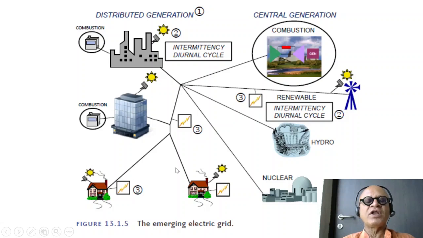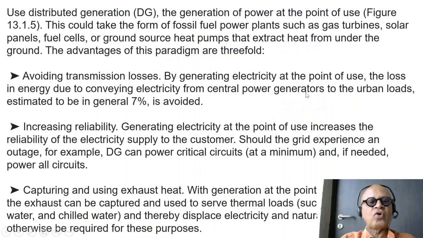So this is one of the pathways where you have renewables contributing to the still ongoing central production with combustion and hydro and nuclear, but you are adding storage to deal with the ups and downs in the load flow or demands. Okay, so use of distributed generation like this one, the generation of power at the point of use, as we will see.